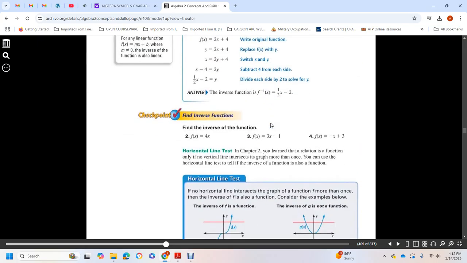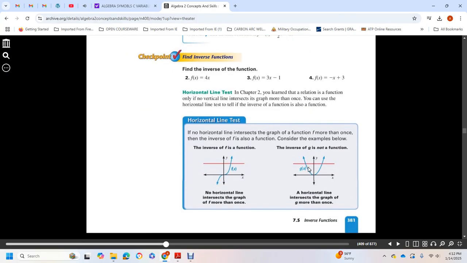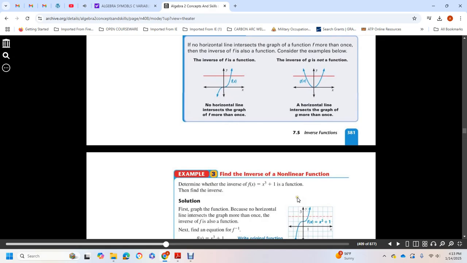Horizontal line test. In Chapter 2, you learned that a relation is a function if no vertical line intersects the graph more than once. You can use the horizontal line test to determine whether the inverse is also a function. If no horizontal line intersects the graph of f more than once, then the inverse of f is also a function. For example, the inverse of f is a function because no horizontal line intersects the graph of f more than once. The inverse of g is not a function because a horizontal line intersects the graph of g more than once.